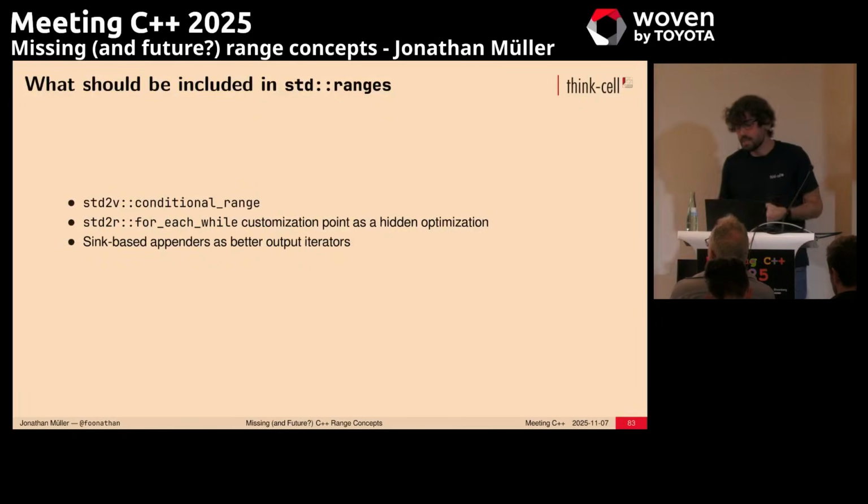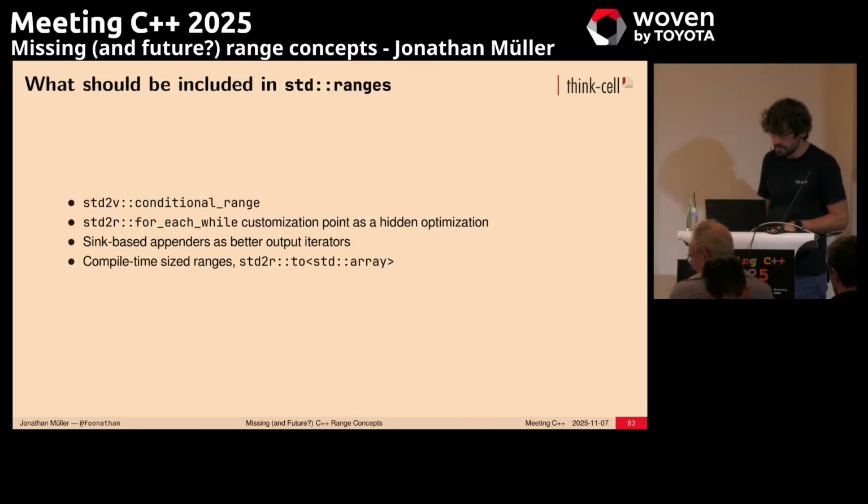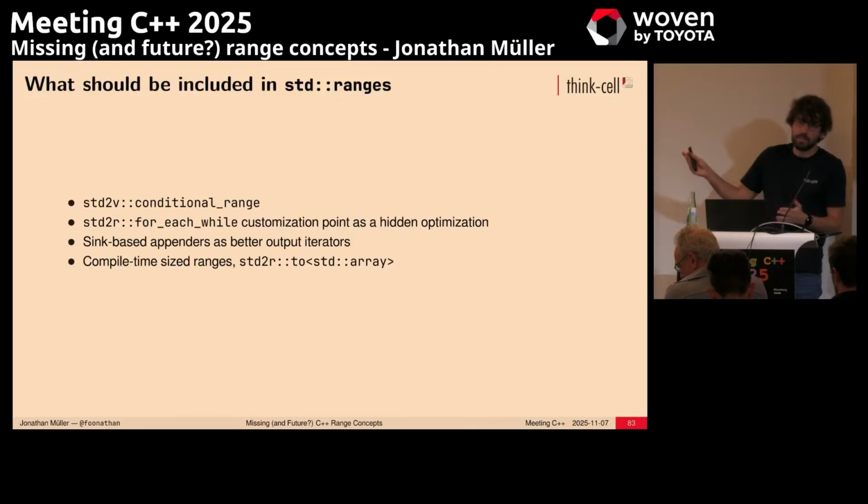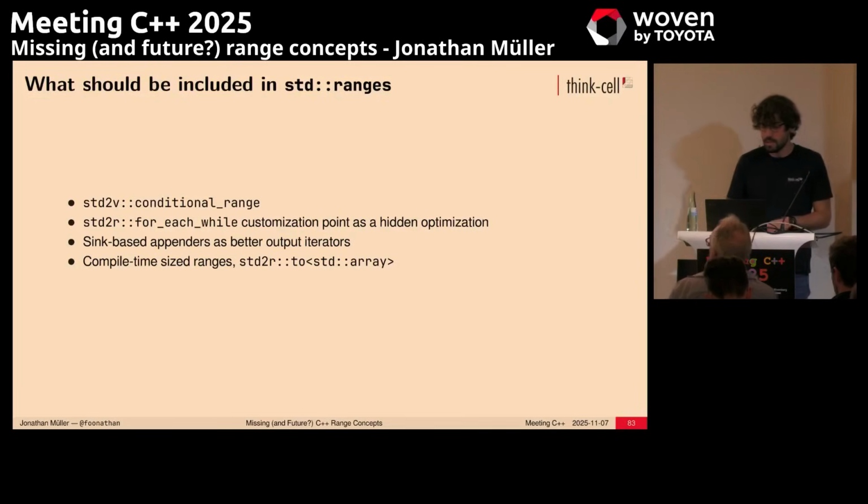And we also want the sink-based appenders as better output iterators. Output iterators are really, really primitive. We should really replace them at this point. Compile-time sized ranges, definitely, they're useful, and we get them for free. We can just add the two for std::array. It just works. It's really not that hard to implement.